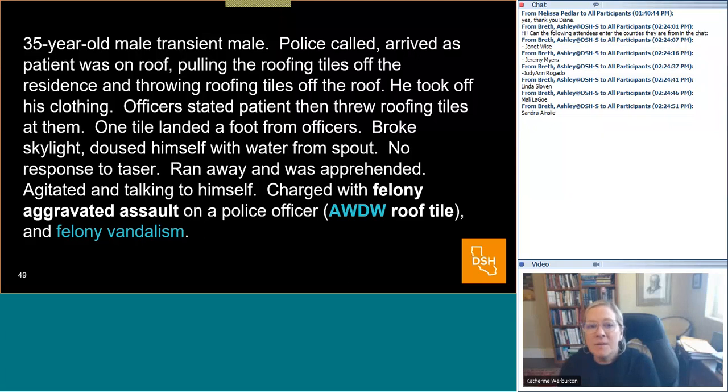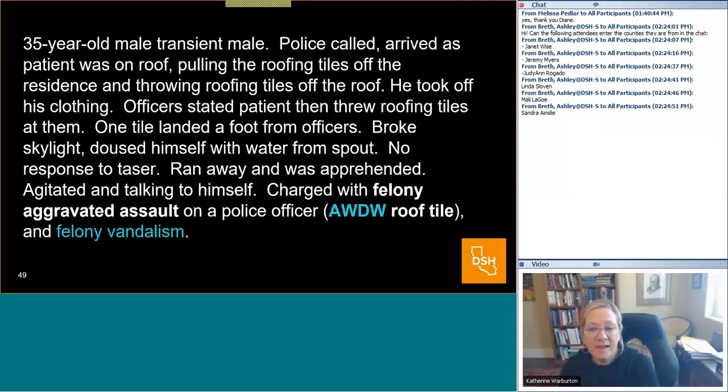The police were called because he was on a roof pulling the roofing tiles off the residence and throwing them off the roof onto the ground. He had taken off all of his clothing. One of the roofing tiles that he threw landed a foot from the officers when the police were called.